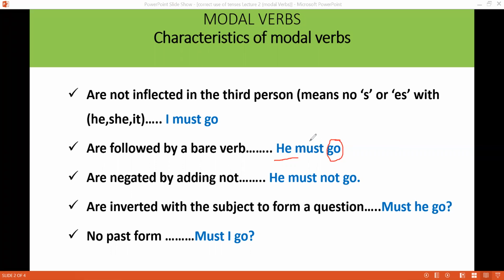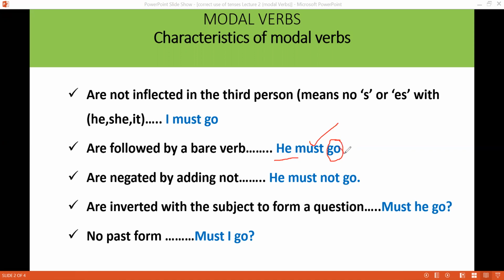If we do not use must, this expression would be he goes, she eats, I speak, it rains. So, in present indefinite, we use s or es with he, she, it. But when we use modal verbs, we do not use s or es with the modal verbs. They are followed by a bare verb.